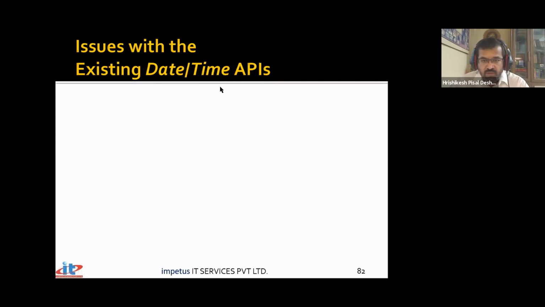So let's understand what those problems are in the existing date time APIs which are available in Java, and how those problems, whatever problems I list down over here, are all addressed in Java 8. So what are those inherent problems that we have in the existing date time APIs?